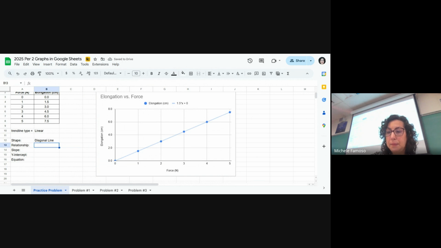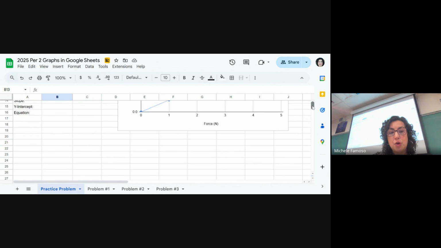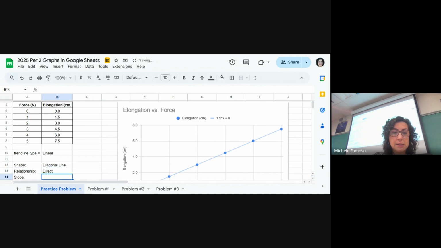Make this a little bigger. Okay. Now let's move down to cell B13. What relationship is shown on this graph? Correct. Let's go ahead and type in direct in cell B13.